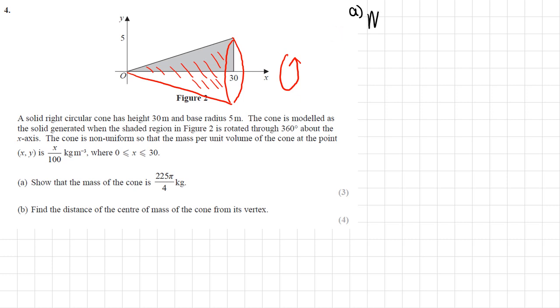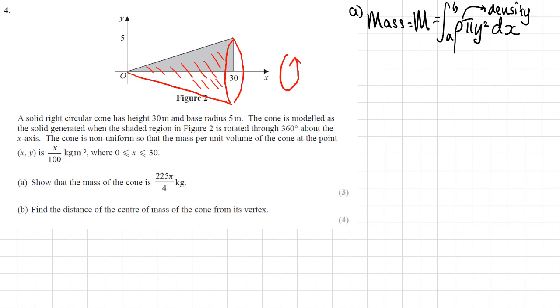So let's write down the formula first. So mass, which I'll use as m, is going to be equal to the integral between my limits of a and b of rho, and that's the density, times pi times y squared dx. So I need y to find y squared.